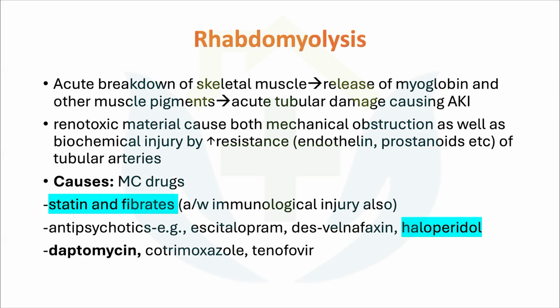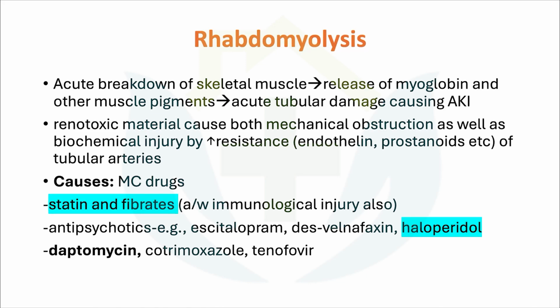I'll move on to my next small talk on rhabdomyolysis. It is a small interesting part, and it is an acute breakdown of skeletal muscles, because of which myoglobin gets released into the bloodstream, and because of the myoglobin and multiple other muscle pigments, it causes acute tubular damage and AKI. It is very important to note that the myoglobin and the other heme pigments are the renotoxic material which cause acute kidney injury.